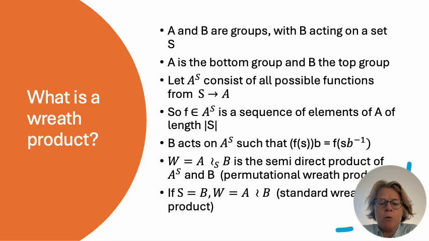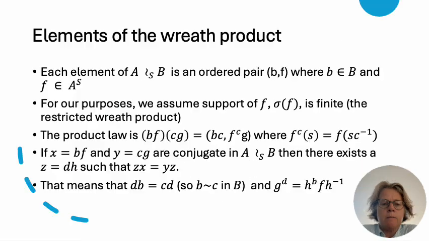And if S equals the group B, then W, in my terminology, is A wiggle B with no subscript, and that's called the standard wreath product. So the standard wreath product, B acts on itself. The permutational wreath product, B is acting on any set S.